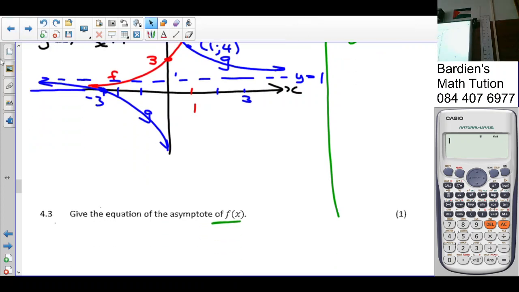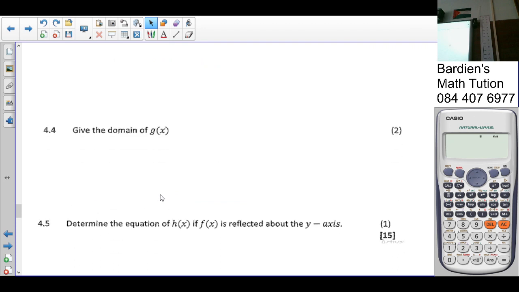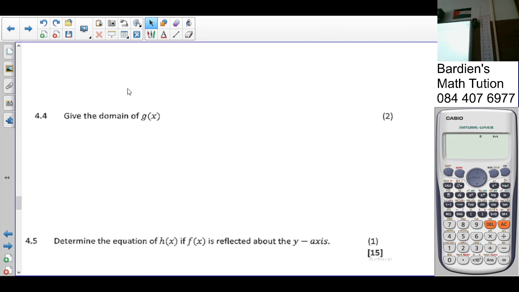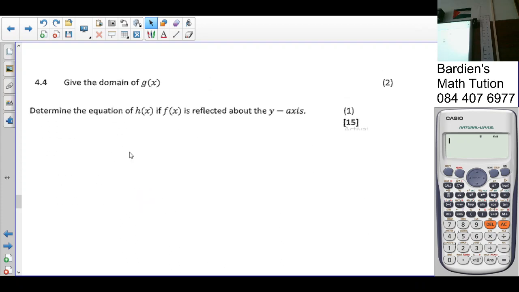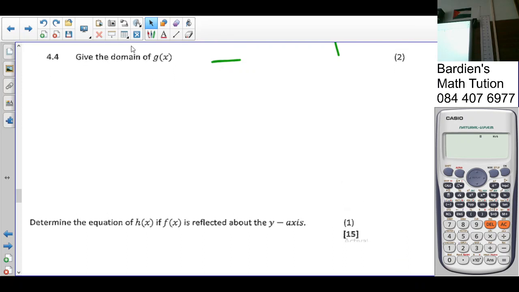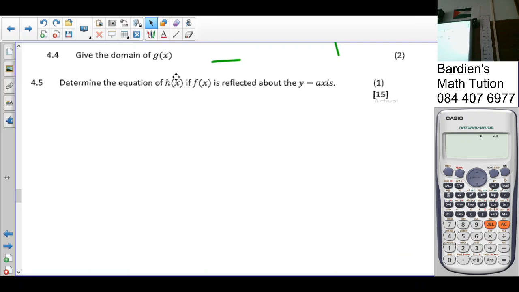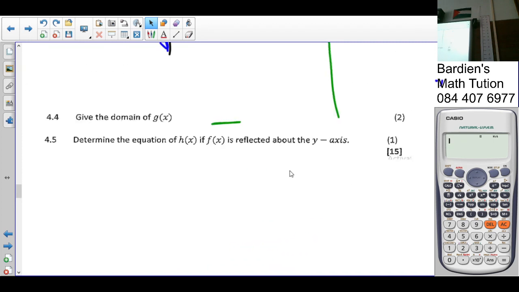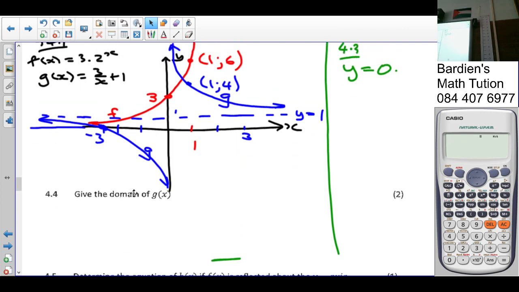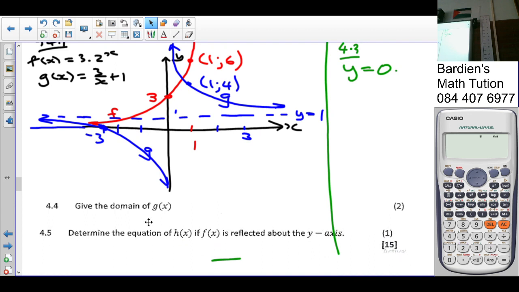4.4. 4.5. Pull this up. Normally I run out of space. Yeah, I've got too much space. Here's the reflection question. How's it?